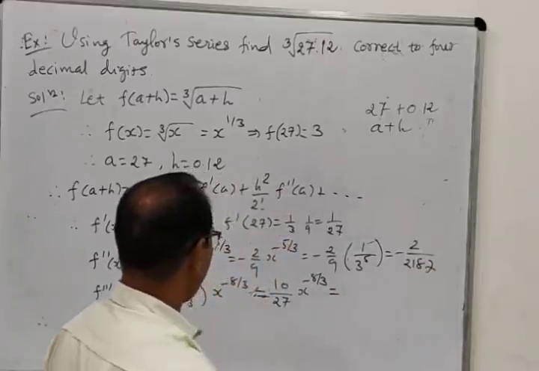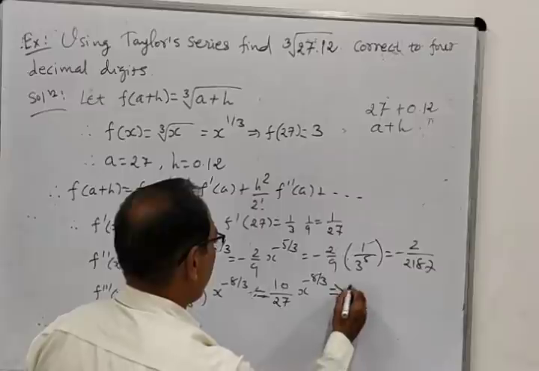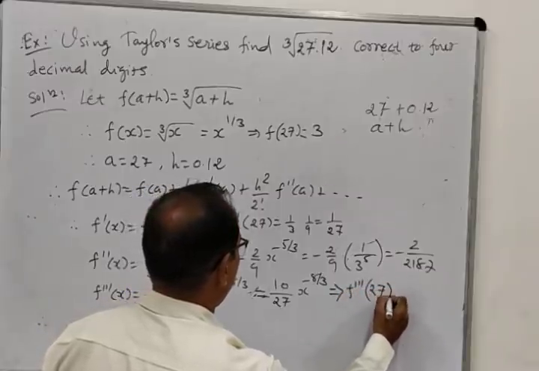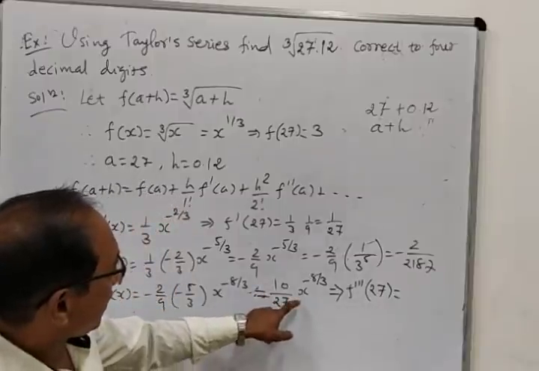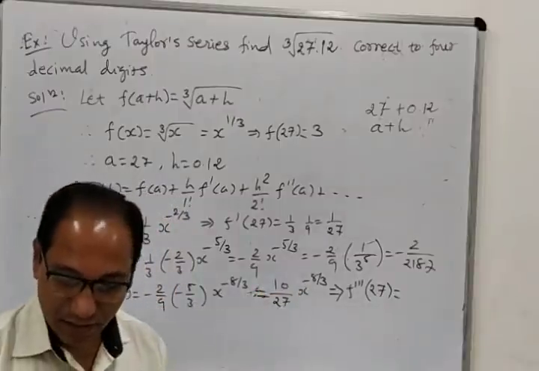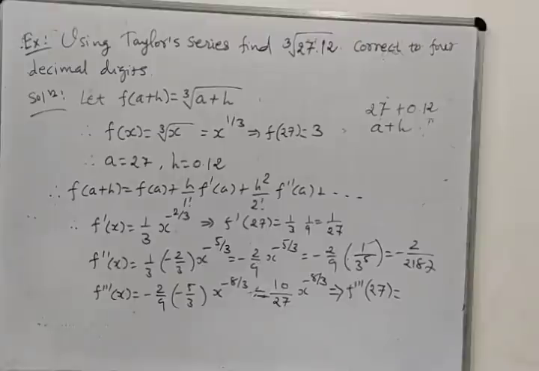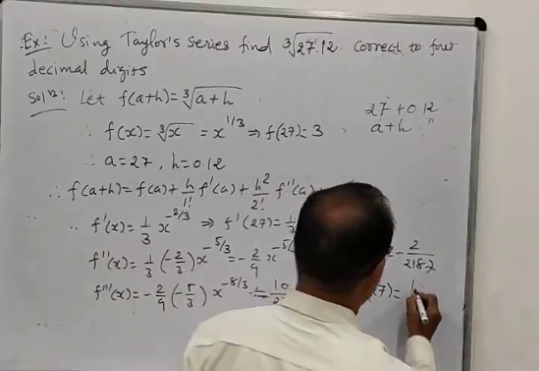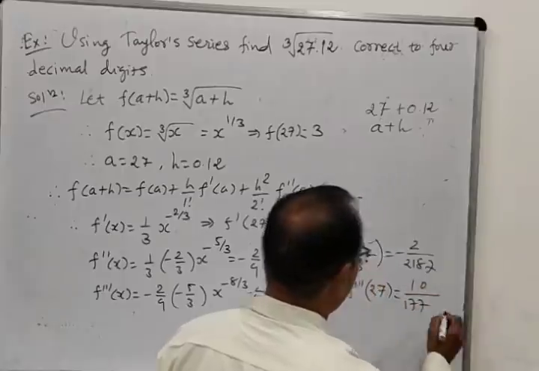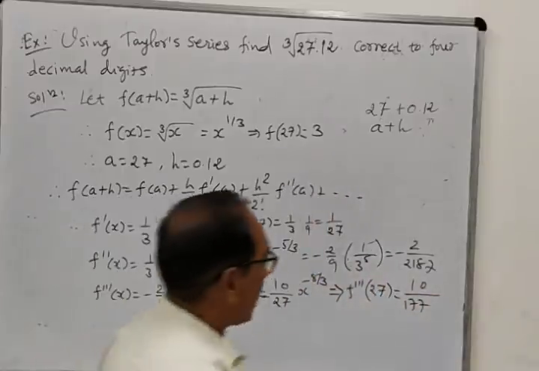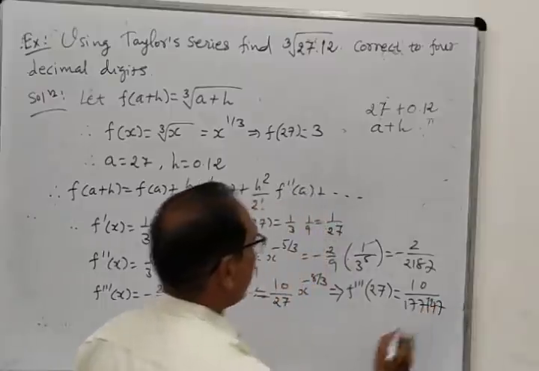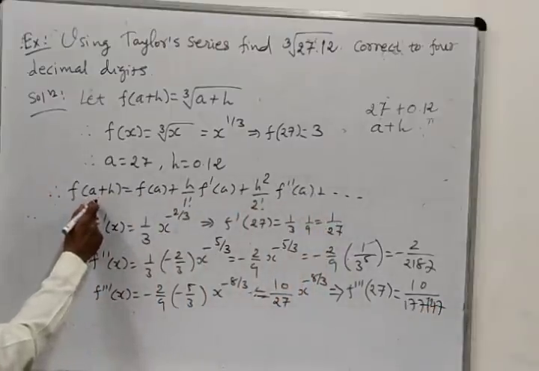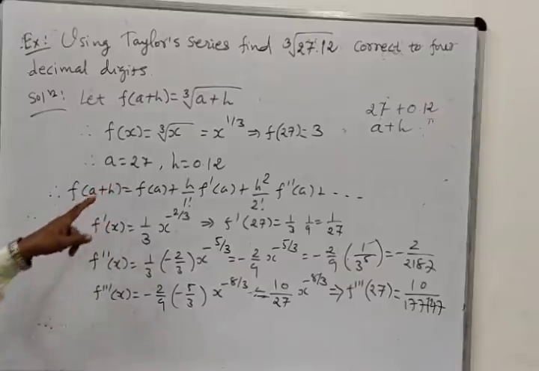Similarly here you can find the value of f triple dash 27, which equals 10 by 27 into 3 raised to minus 8. 3 raised to minus 8 means 1 upon 3 raised to 8. So this is nothing but 10 upon 177147. Okay. So therefore we have these values.